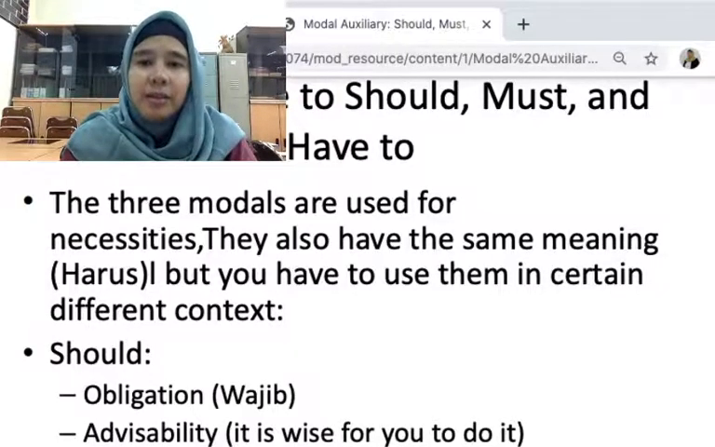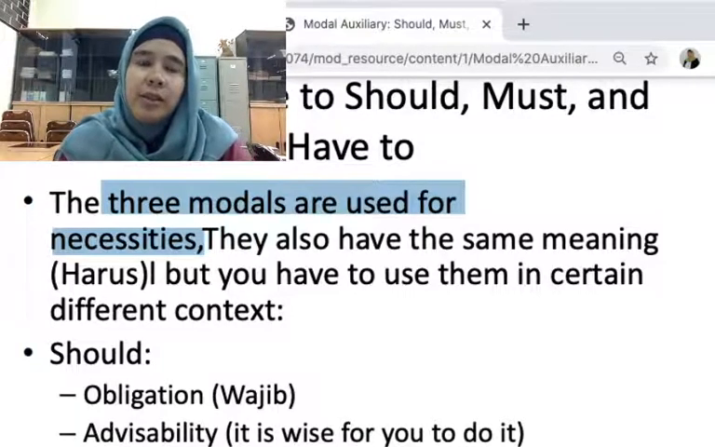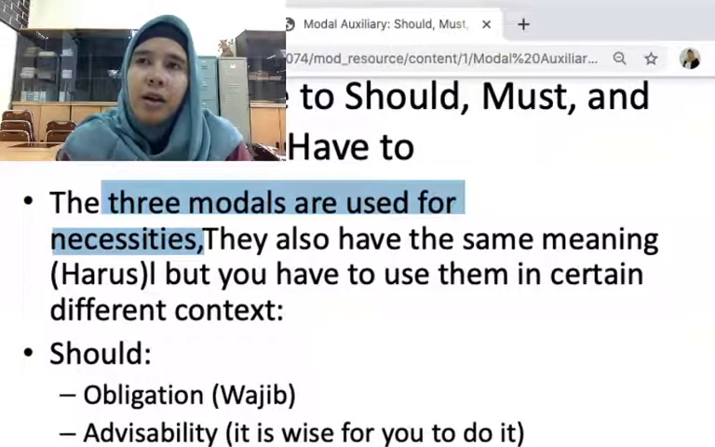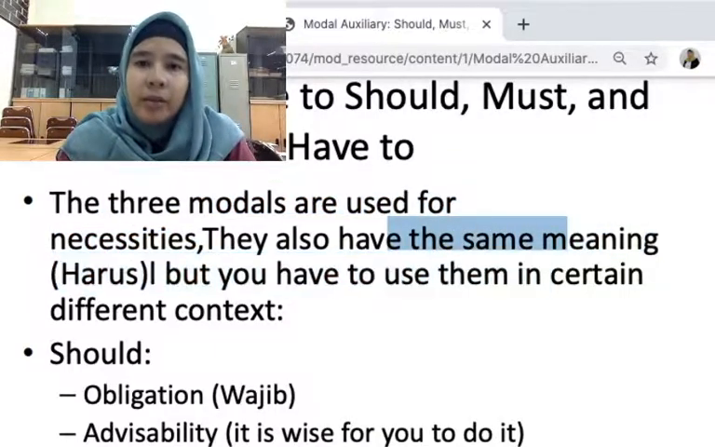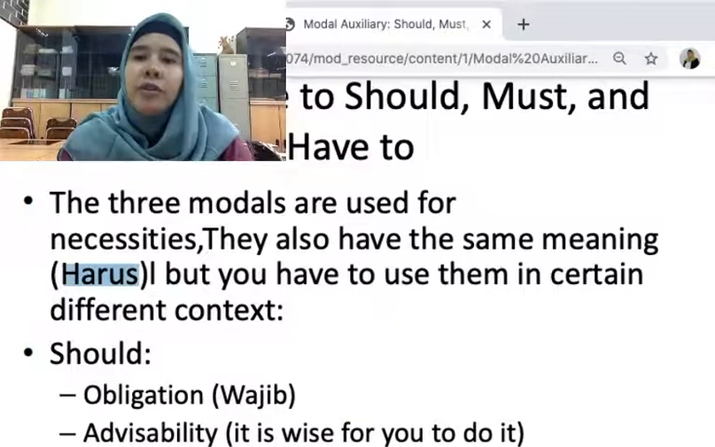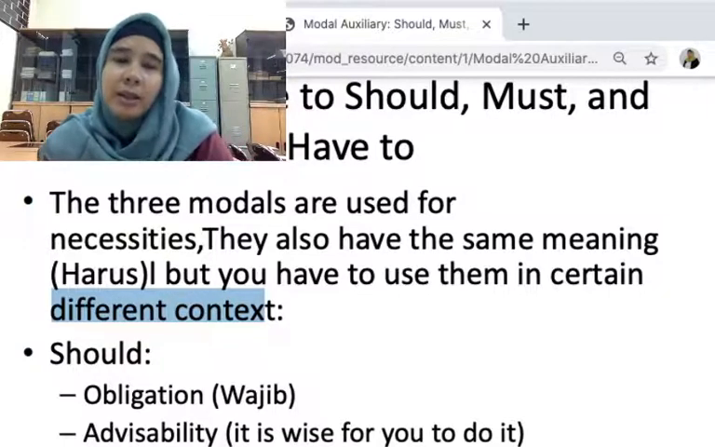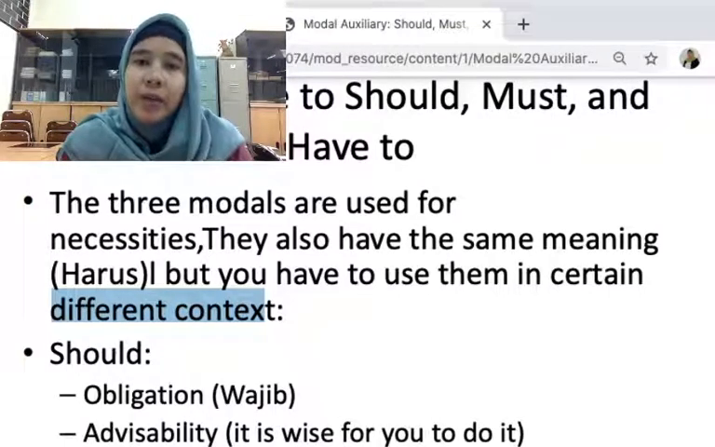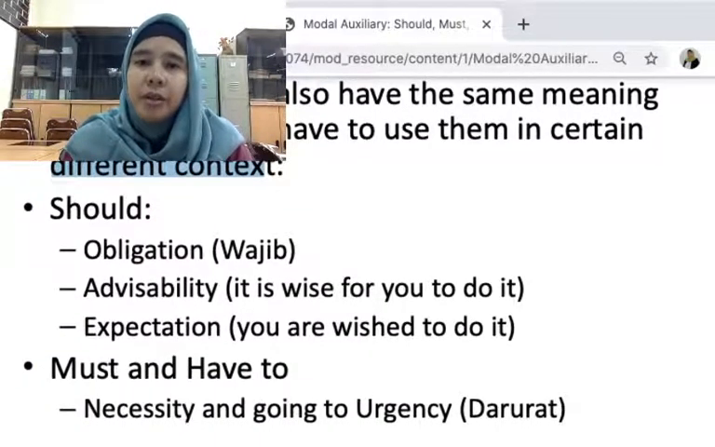Those three modals are used for necessity. Tiga-tiganya is used for necessity. So it means if you think it is necessary to do something, you have to use those kinds of modal auxiliaries. They also have the same meaning. Tiga-tiganya punya meaning yang sama, harus, but you have to use them in different contexts. The three of those modals, the necessity modals, are used in different contexts. Situasinya berbeda, konteksnya berbeda.